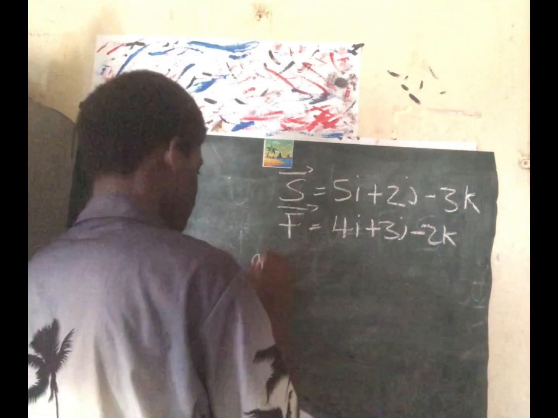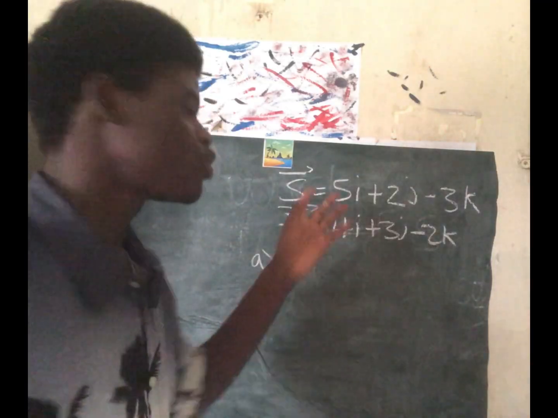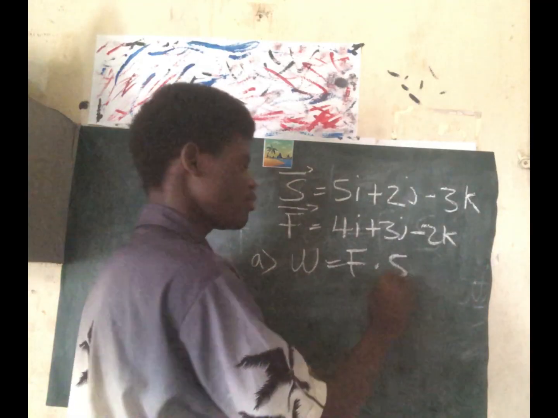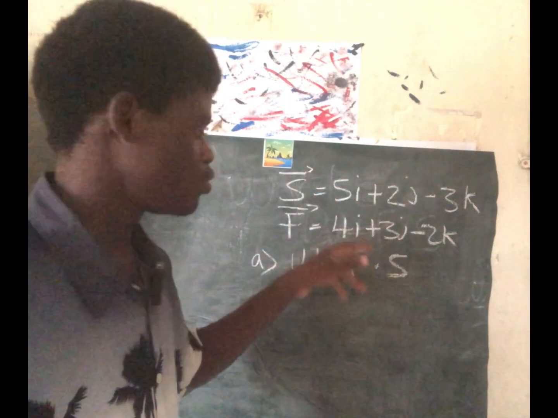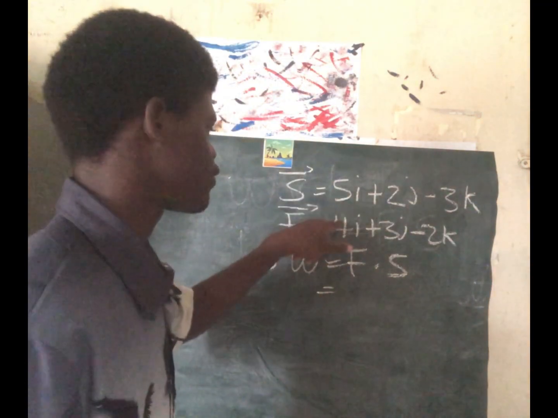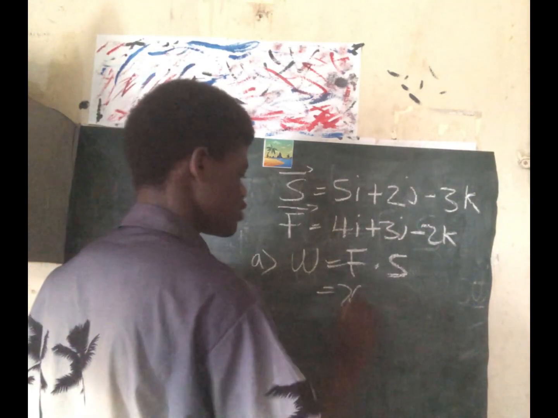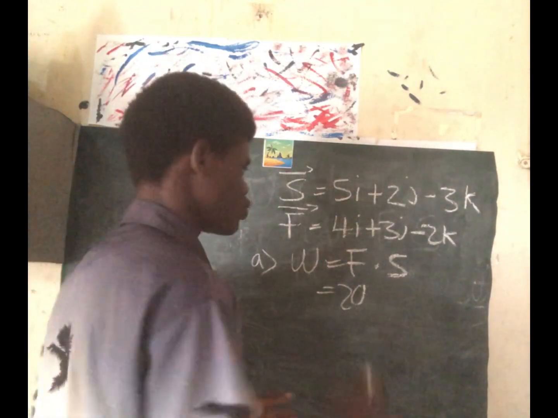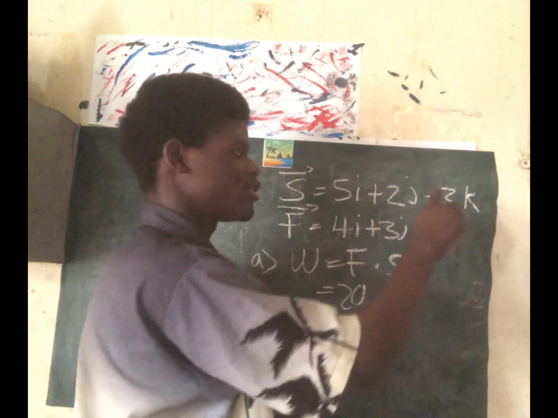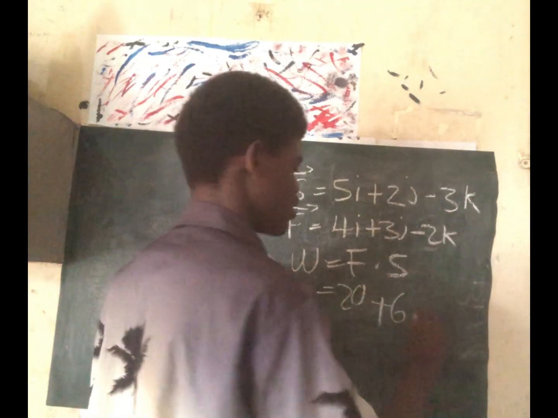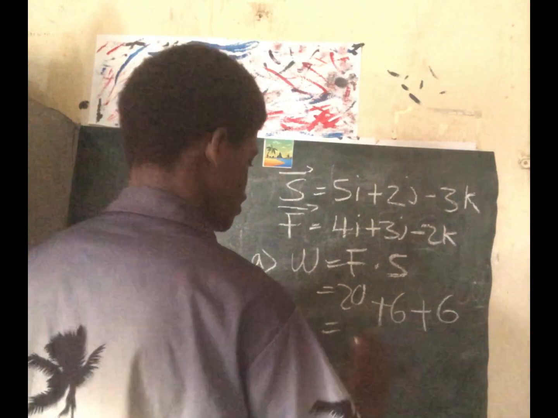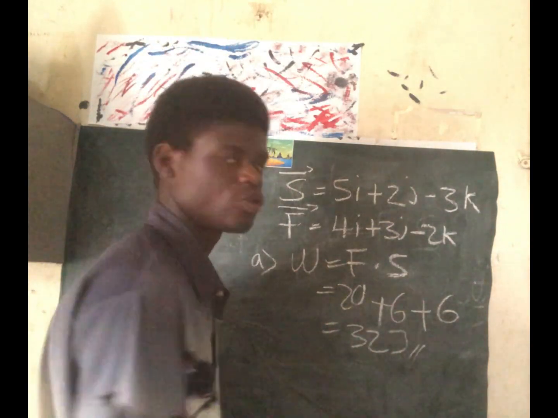So let's calculate A. They said we should find the work done. To find the work done, we are just going to use W is equal to F dot S, and we just do the scalar product. F dot S, I know scalar product is just direct multiplication. So 5 times 4, that's 20, i dot i is 1. So 20 plus 2j times 3j, that's plus 6. And minus 3k times minus 2k, that's also plus 6, because minus times minus is plus. So when you add all this together, we get 32. So the work done is 32 joules.